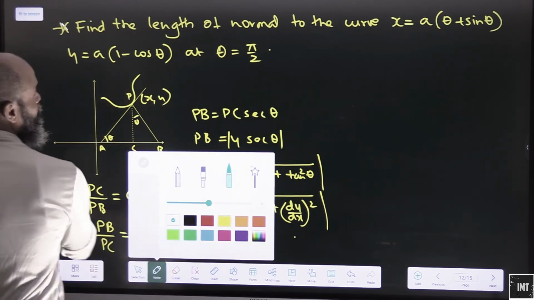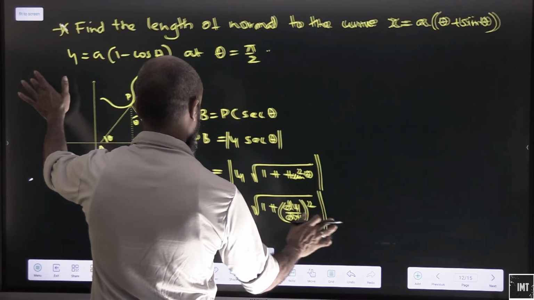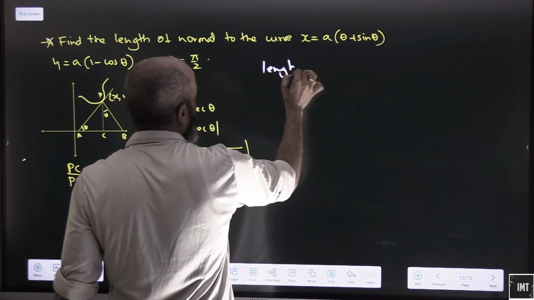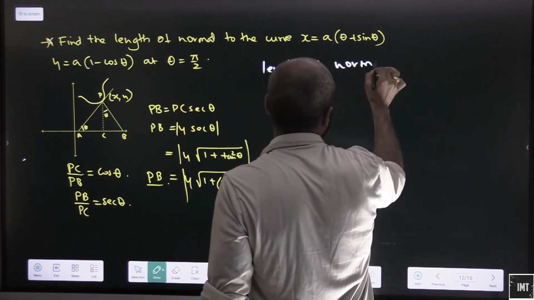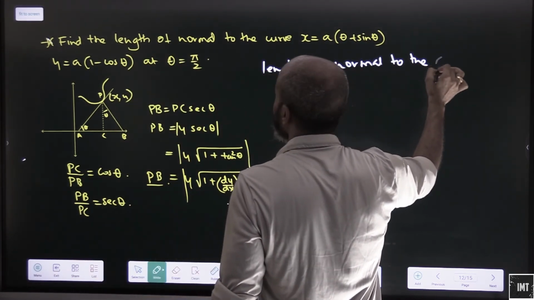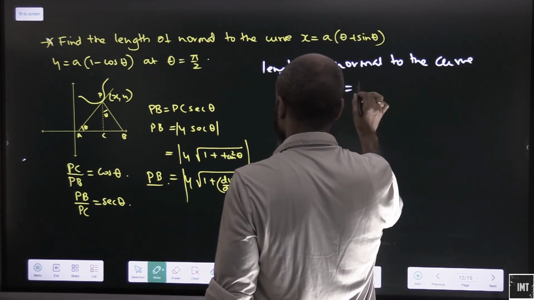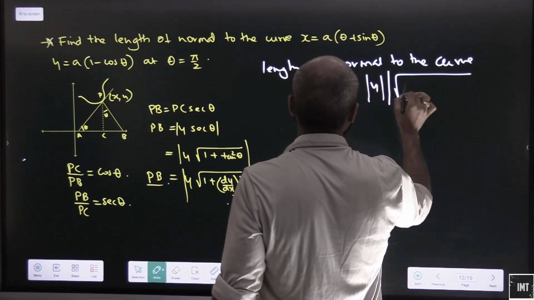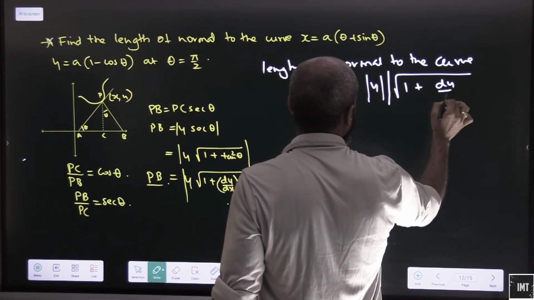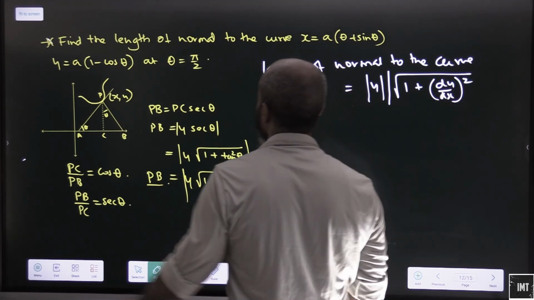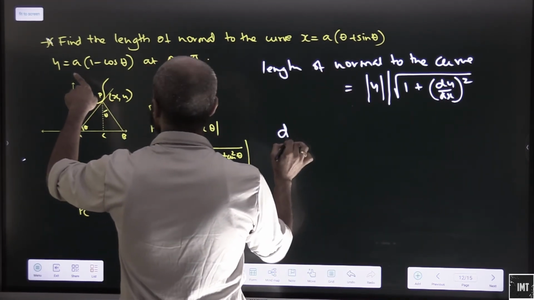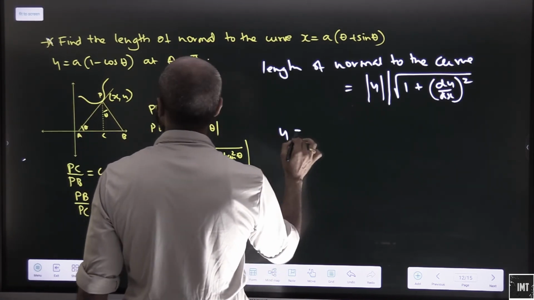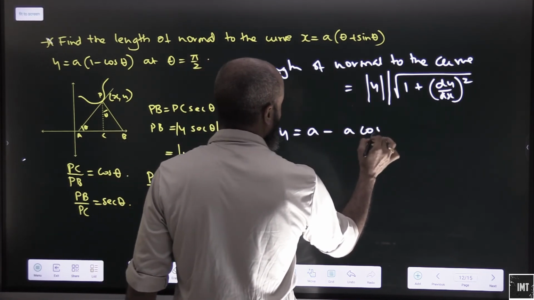So very quickly, here we have the length of the normal to the curve. The length of the normal to the curve is given by the value of y into the square root of 1 plus (dy by dx) square. So let's calculate dy by dx first.